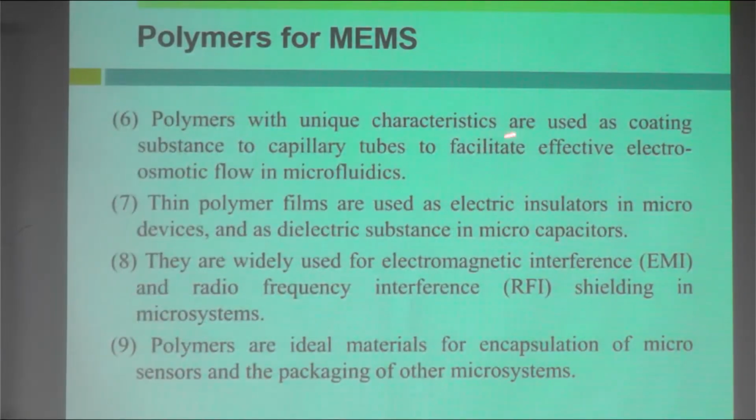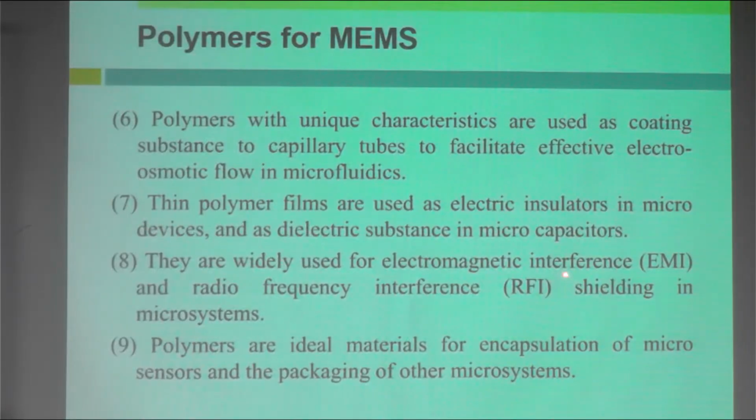Polymers with a unique characteristic are used as a coating substance for capillary tubes to facilitate effective electro-osmotic flows in microfluidics. We know that in biomedical devices, you have a microfluidic device, which is quite commonly used for identifying certain biomolecules or biomarkers. So you use this kind of polymer, and thin polymer films are used as electric insulator, as I mentioned before, in micro devices and as dielectric substance in microcapacitors. Some polymers have high dielectric and some are low dielectric materials, then you can use them accordingly.